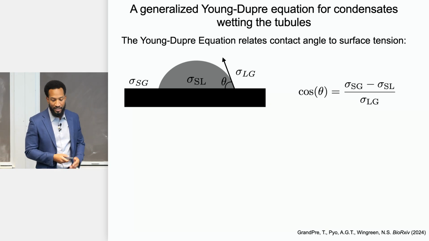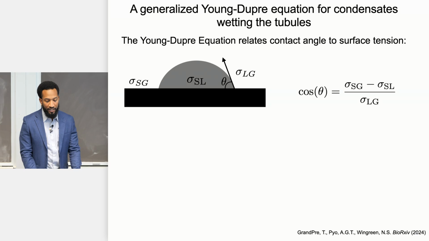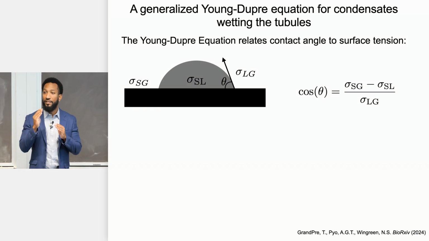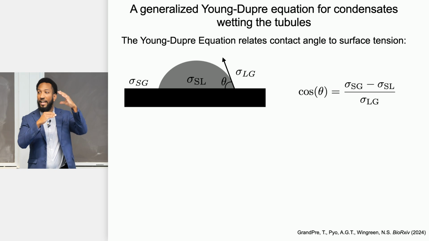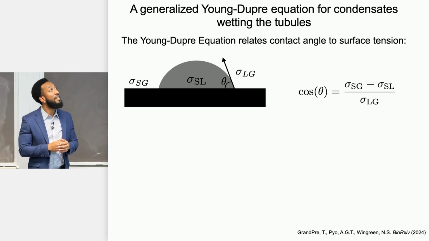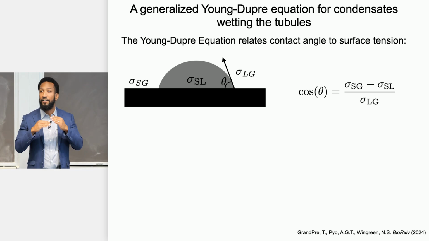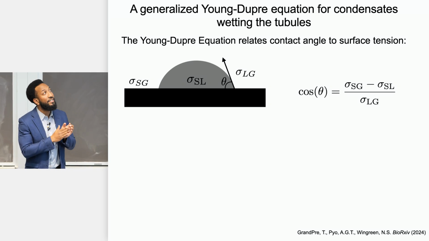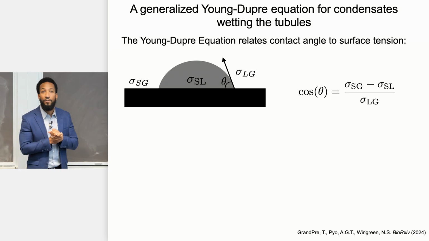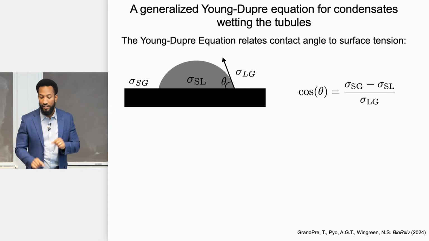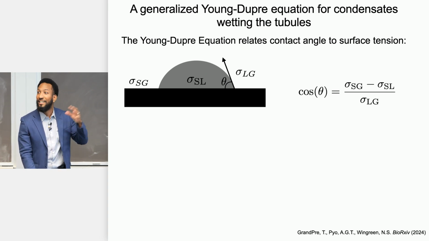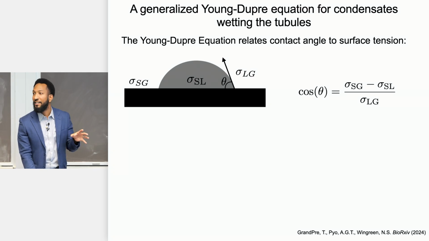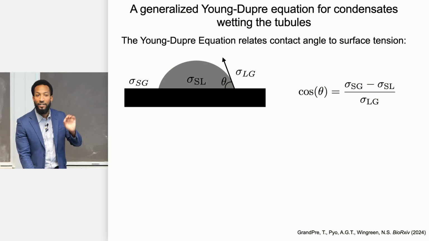One of the forces is sigma SG, the so-called surface tension between the solid and the gas, or the outside of the droplet. Sigma SL is the surface tension, or force per area, of the solid and the liquid. And sigma LG is the force per area, or the surface tension, of the liquid and the gas. By knowing all of these, you can relate them to cosine theta. This is the classical picture, where there are no surfactants, it's literally just a liquid on a surface, and you can understand these forces between the two with this equation.